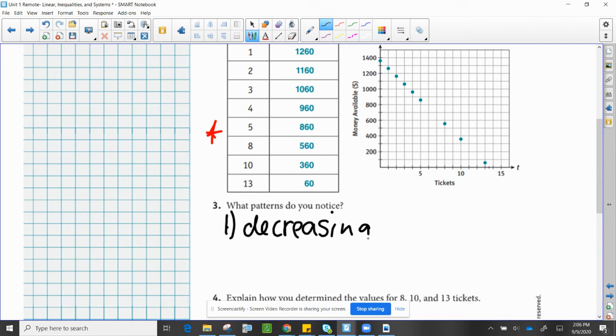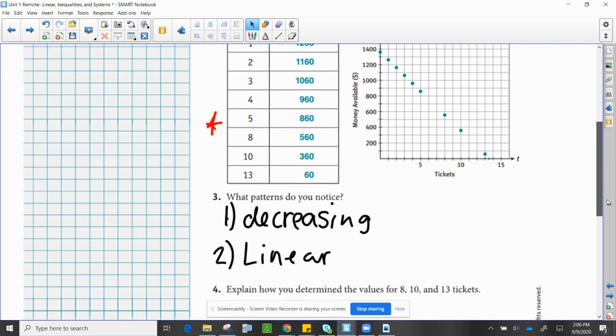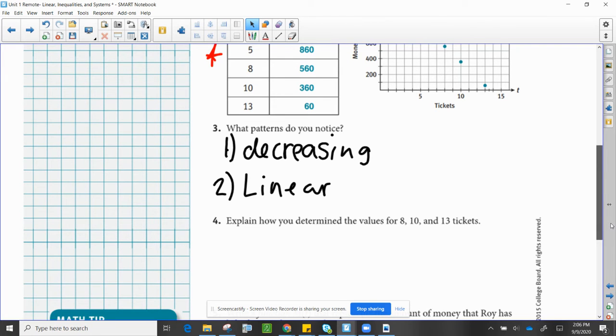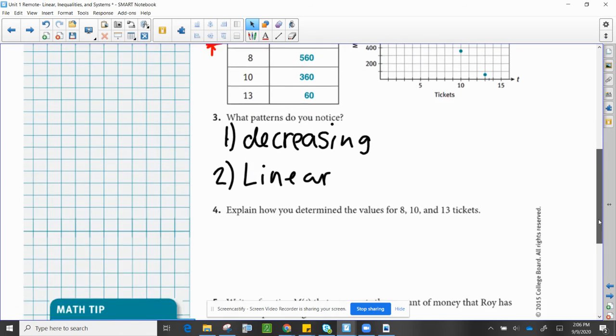Okay, we could also say that this is forming a linear pattern. So we have those kind of things pointed out. If you come up with anything else, that's good. But so how did we determine the value for 8, 10, or 13 tickets? Okay, you guys filled in this chart, so I'm sure you know how to answer that question.